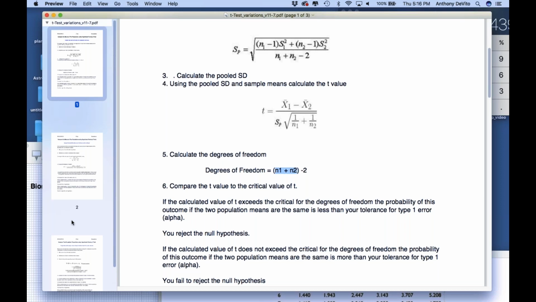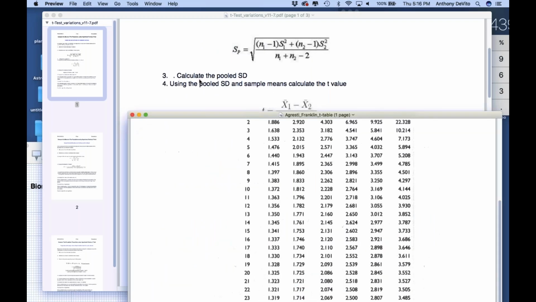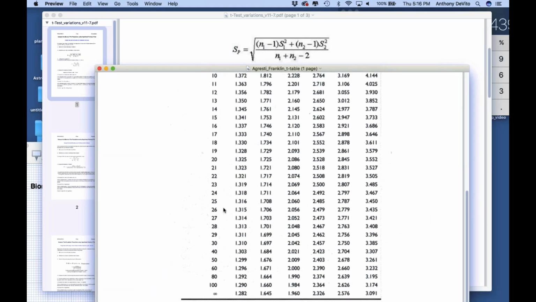If you go to the table, 48 degrees of freedom, you'd have to exceed, 50 is the closest. You'd have to exceed, say, for 50, 2.009 in order to reject the null hypothesis that the mean for group 1 is equal to the mean for group 2.